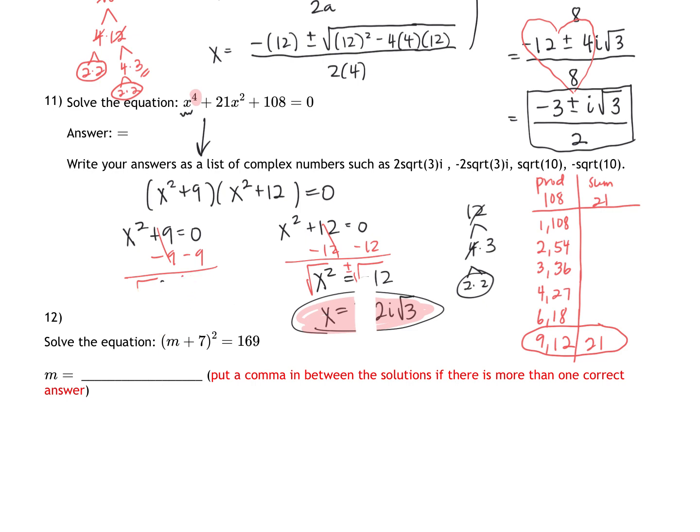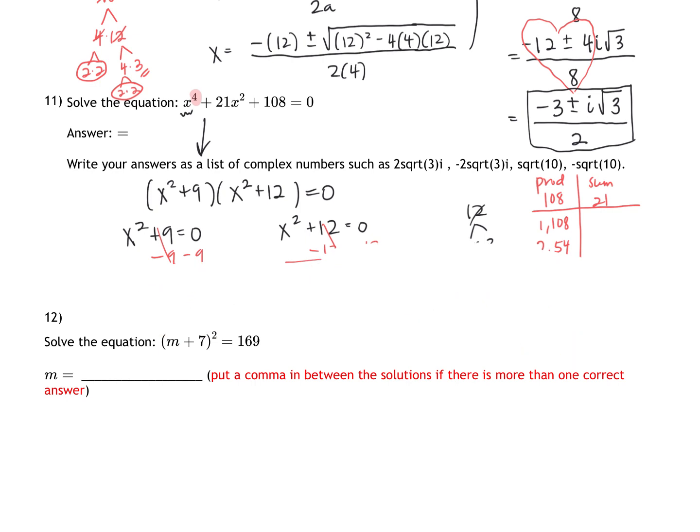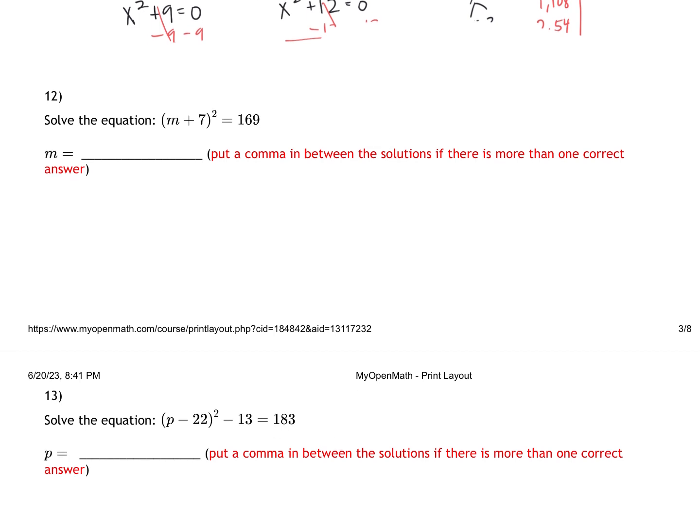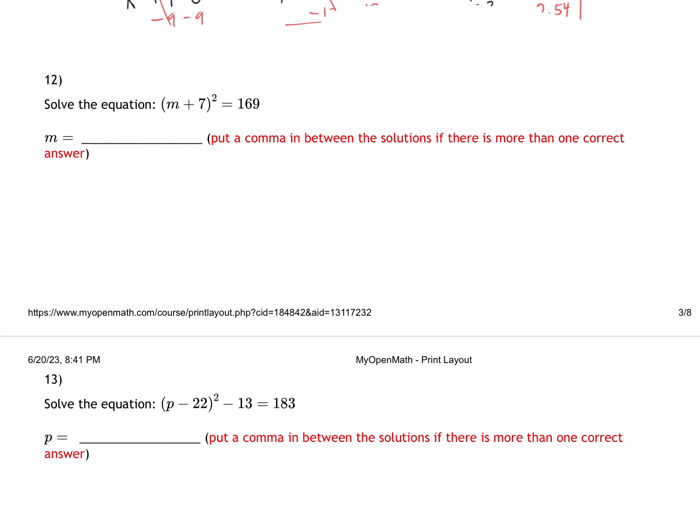Oops. Okay, let's look at number 12. So number 12, you can solve this by multiplying the left side out and then moving the 169 over. But the most efficient way is to simply use the square root property. So everything on the left-hand side is squared. So if the whole side is squared, I can undo that by taking the square root right away. So that'll give me m plus 7, because the square root undoes the square. And then the square root of 169 is 13.